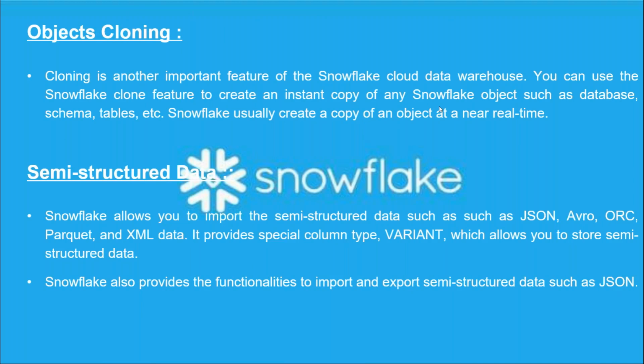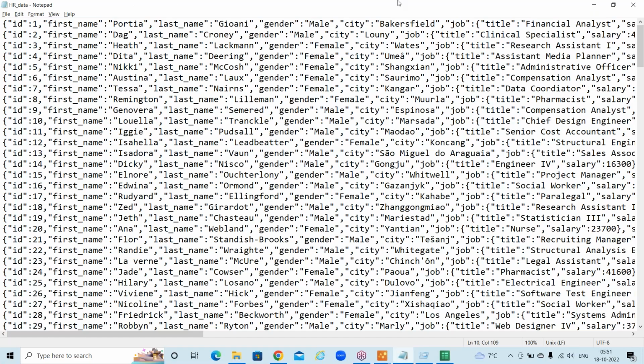Is that clear, Tejas? Yeah, that makes sense. So you are basically taking an object, like a JSON object file, and then cloning that. No, that is not the case. Let me explain. You have a JSON file. This is your JSON file.